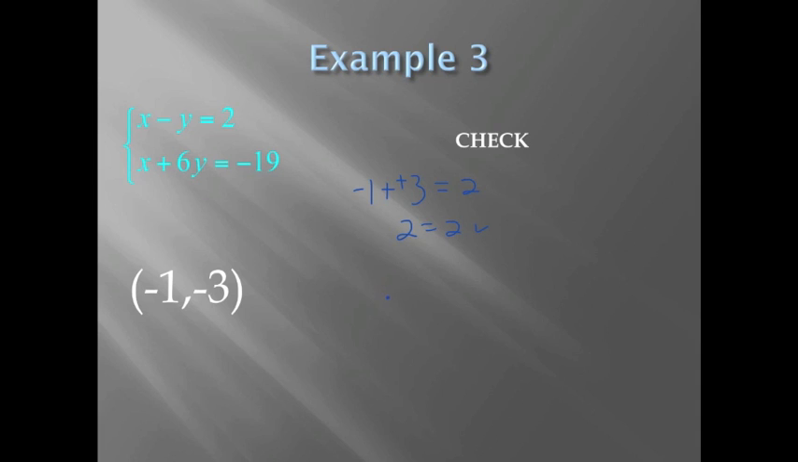Let's double check the bottom one. That's negative 1 plus 6 times negative 3 equals negative 19. That's negative 1 plus negative 18 equals negative 19, and that is true because negative 19 equals negative 19. So we've done all three. We've solved our systems. We've got it in an ordered pair. We've checked them all. We've done a good job.